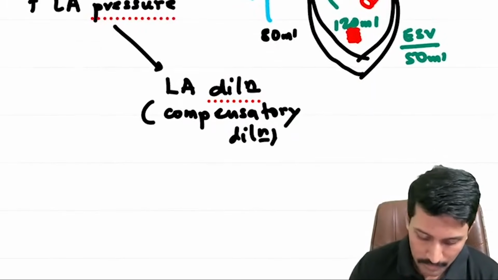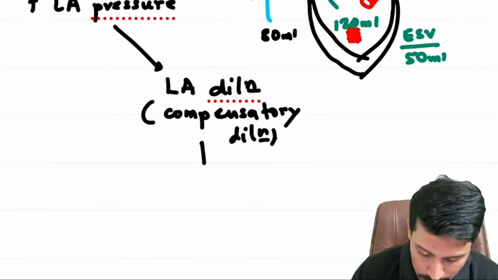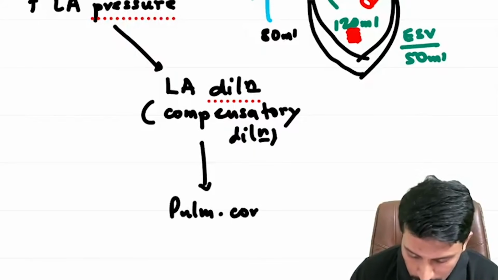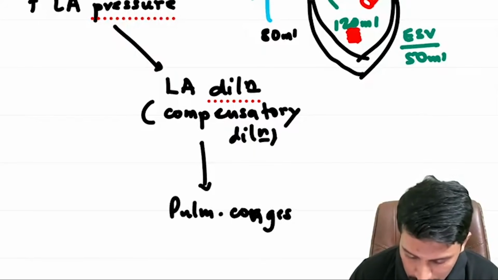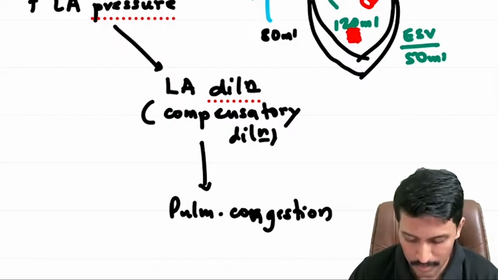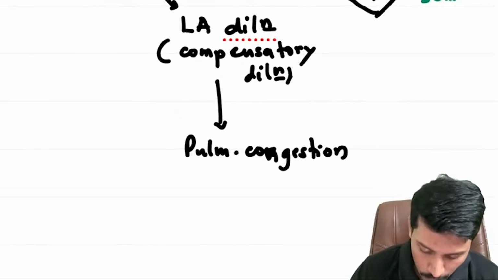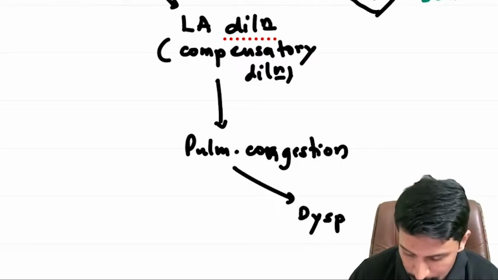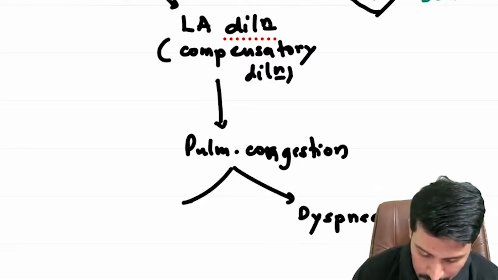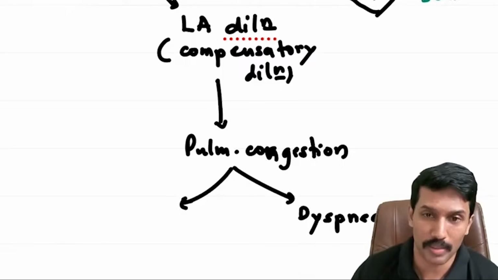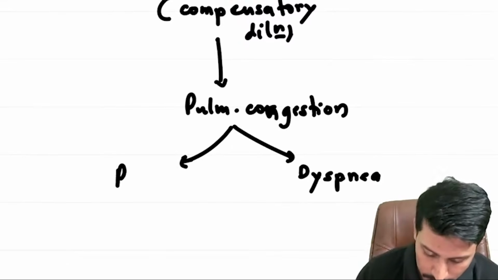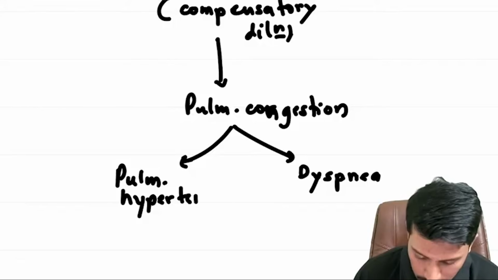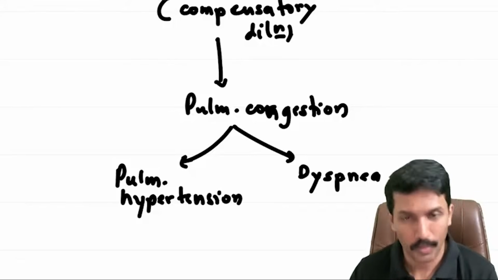So compensatory left atrial dilatation will eventually lead to pulmonary congestion, because the pressure keeps rising till it reaches the pulmonary capillaries. And from the pulmonary congestion, I will expect development of dyspnea. And pulmonary congestion will also lead to an increase in the pulmonary artery pressure one day, and that will result in pulmonary hypertension. Okay.